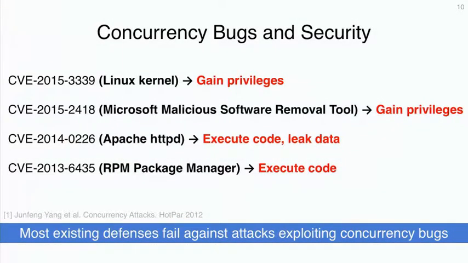And of course, there are other types of bugs that cause security vulnerabilities, but it turns out that existing defenses against security exploits can fail if attackers actually use concurrency bugs in order to craft their exploits, which is another reason why I think it is scientifically compelling to tackle these types of bugs.